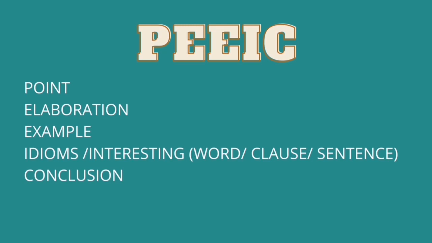Okay, of course you can remember the P abbreviation and then you add IC at the back. Okay, PIC. So, what does it mean by PEEIC? Okay, let's go through one by one. The first P abbreviation is point. Okay, E stands for elaboration, another E is for example, and then the I means idioms or interesting words or clauses or sentences, and then conclusion for the last C.